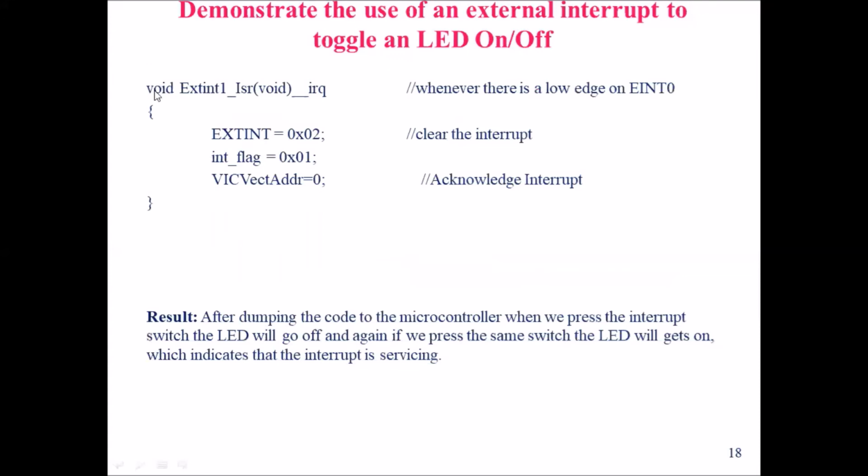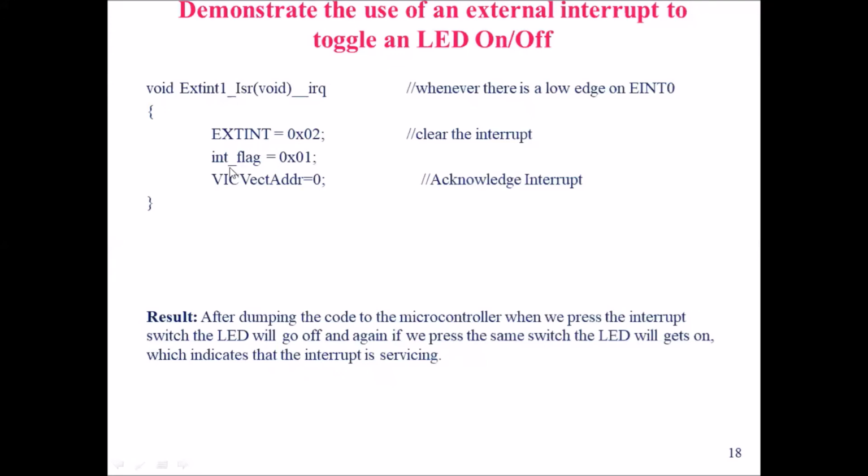You can see with a return type void, EXTINT1_ISR __irq, which means that it is not a normal function. It is an interrupt request function. So whenever there is a low edge on EINT0, the external interrupt flag will be set. Basically, if there are any previous interrupts, those should be cleared. So for that, we have EXTINT equal to 0x02. This code will clear the interrupt. After that, the interrupt will be serviced.